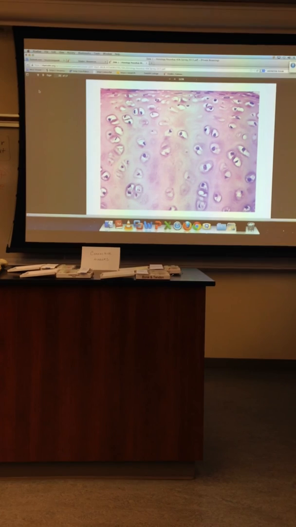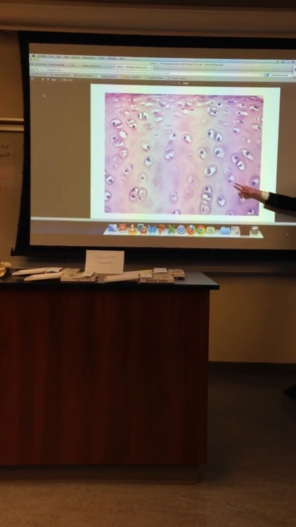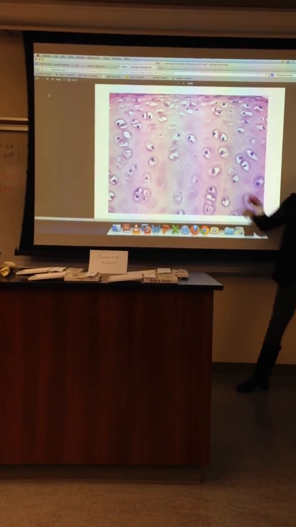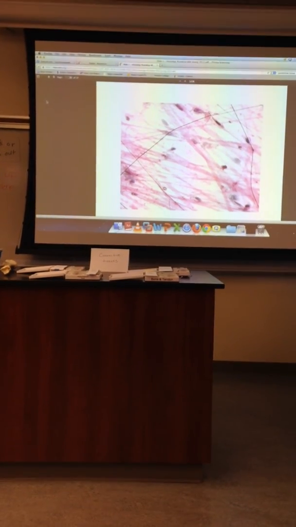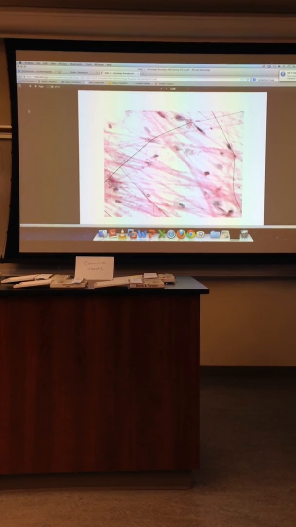What is it? Hyaline cartilage. Good. Again, these are chondrocytes. Here's the extracellular matrix. Areolar, the string thing.